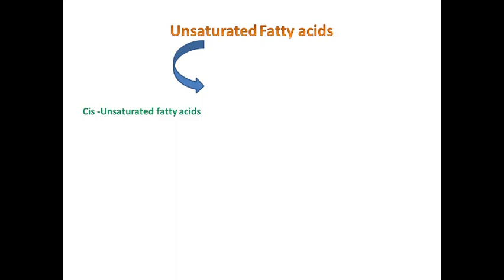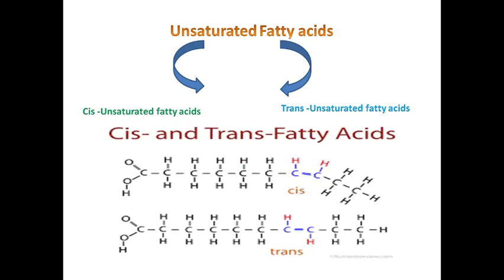So these unsaturated fatty acids are further of two types. Number one is cis unsaturated fatty acid and number two is trans unsaturated fatty acid. These are rather the isomers of each other. So what is their structure?